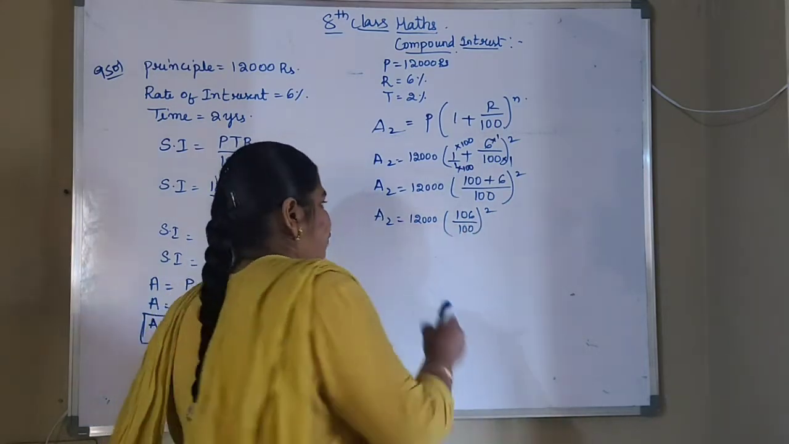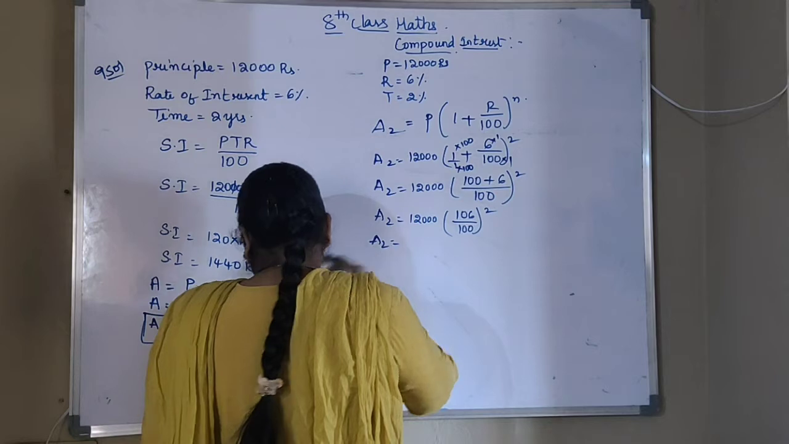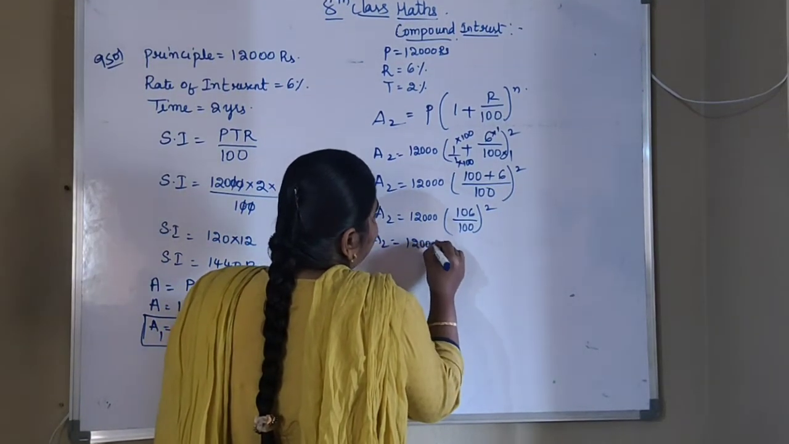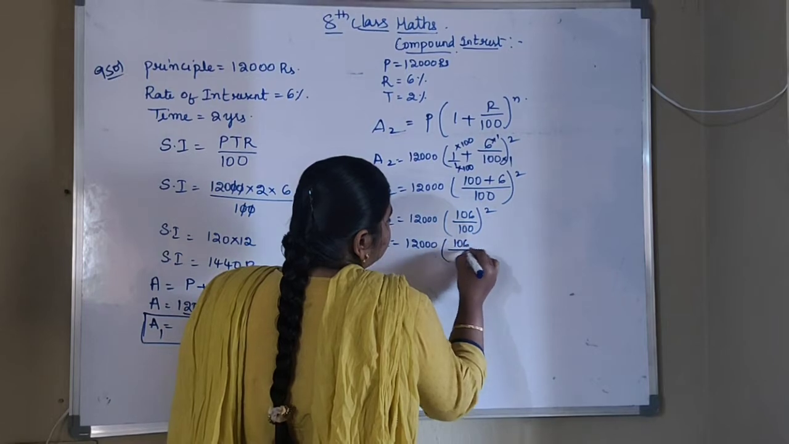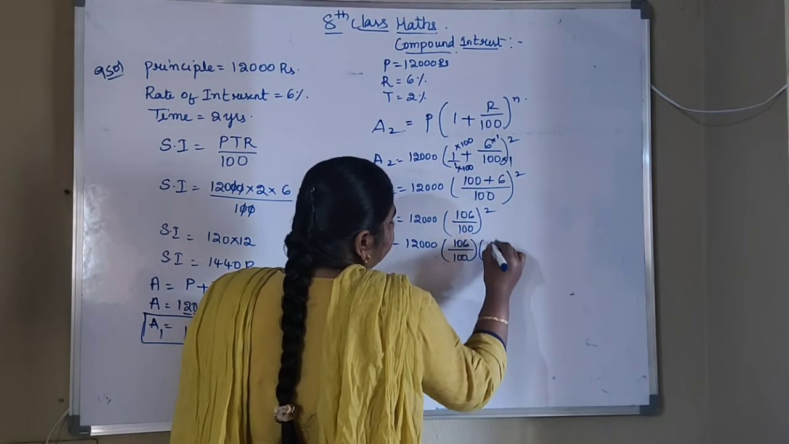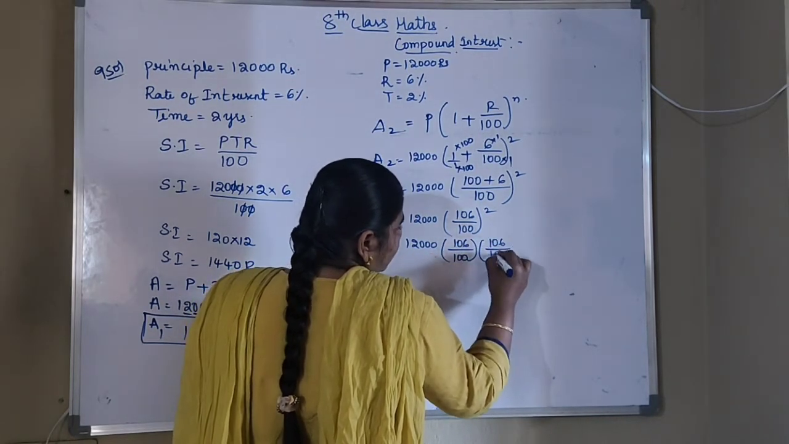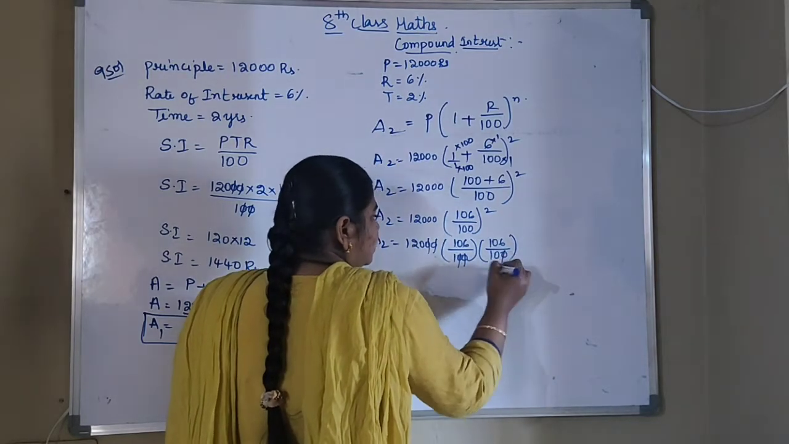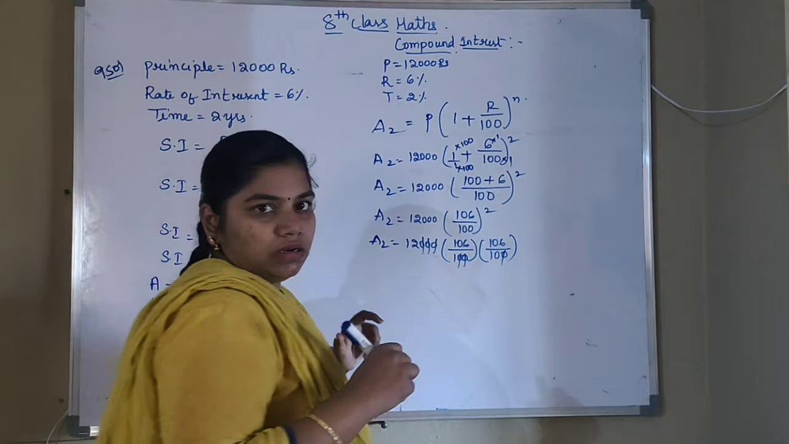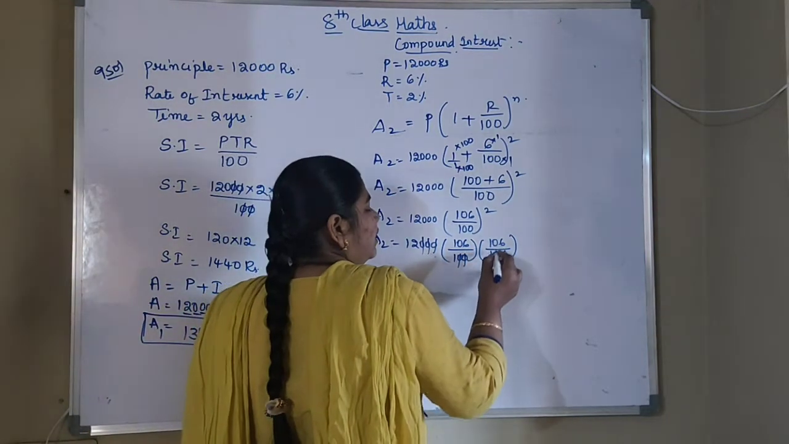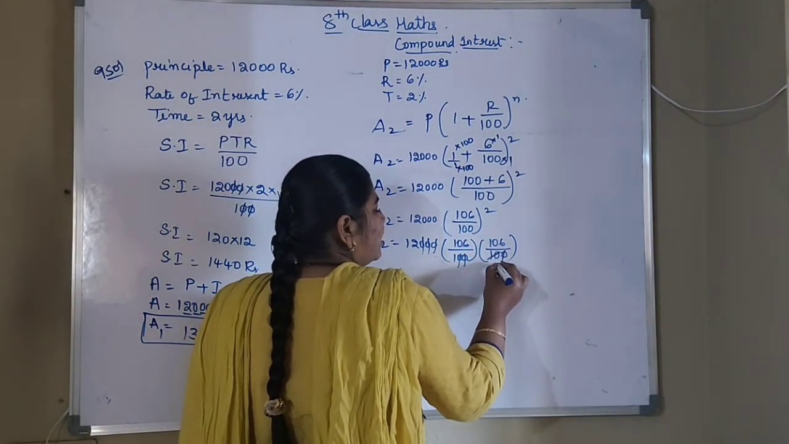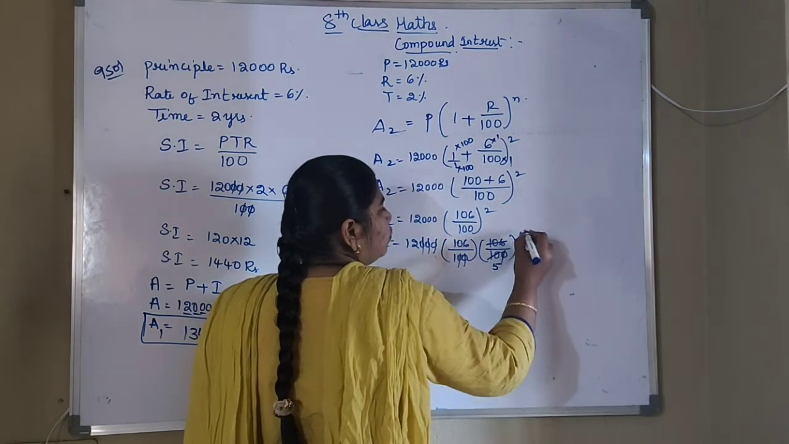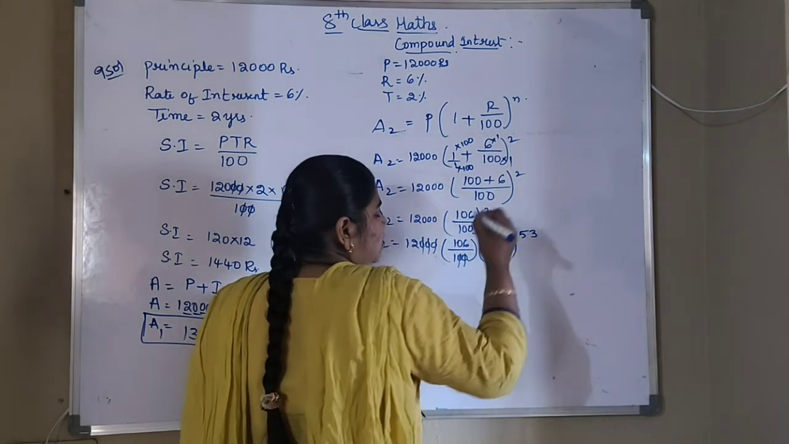2 times we have to multiply. A2 is equal to 12,000 into 106 by 100 into 106 by 100. So the zeros will get cancelled. Now I am cancelling in the 2 table. 2 5s are 10, 2 3s are 6.